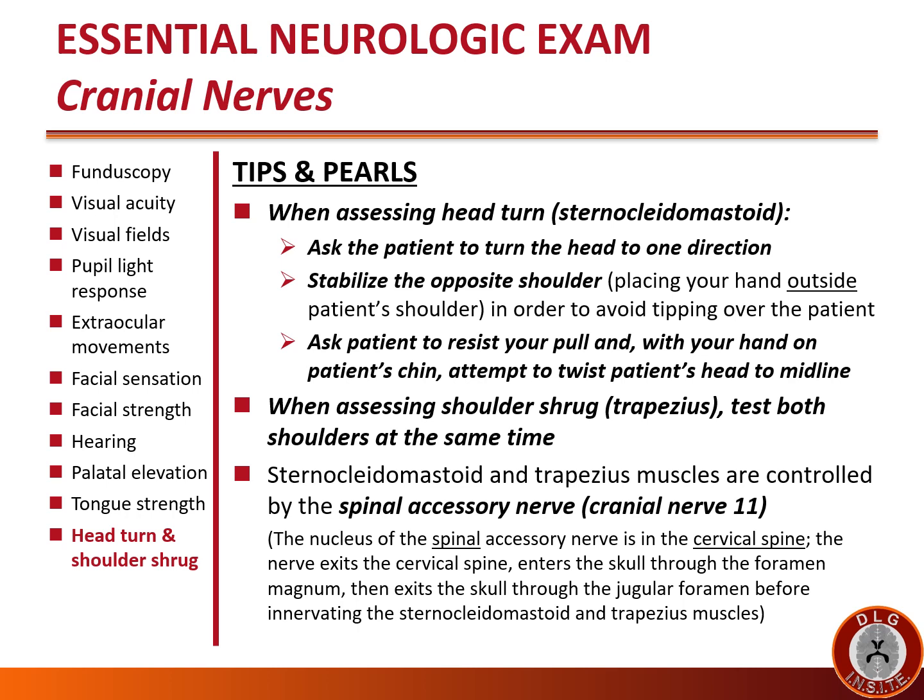Sternocleidomastoid and trapezius muscles are controlled by the spinal accessory nerve, cranial nerve 11. Note that the nucleus of the spinal accessory nerve is in the cervical spine. The nerve exits the cervical spine, enters the skull through the foramen magnum, then exits the skull through the jugular foramen before innervating the sternocleidomastoid and trapezius muscles.